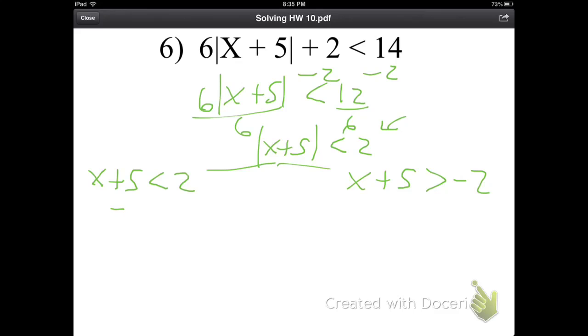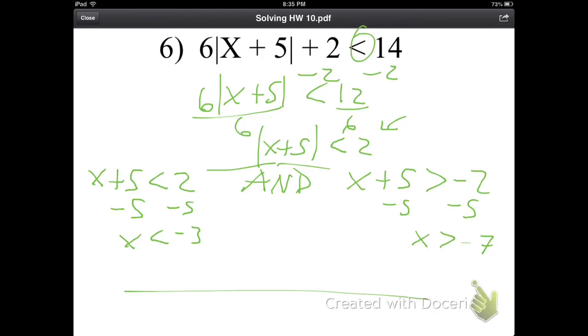At this point, you're going to solve them just like you normally would if it was an inequality. You get x is less than negative 3. Right side, you get x is greater than negative 7. Remember, when you have a less than absolute value question, your two inequalities form an AND statement.